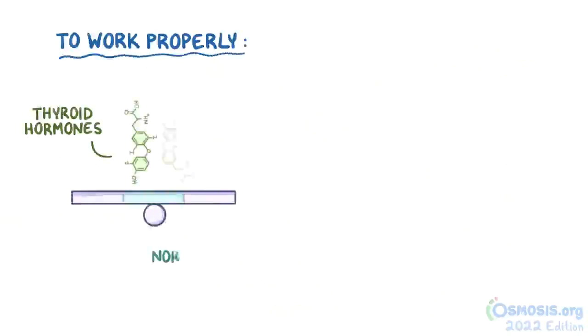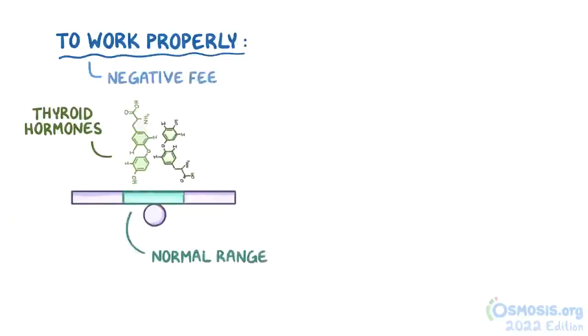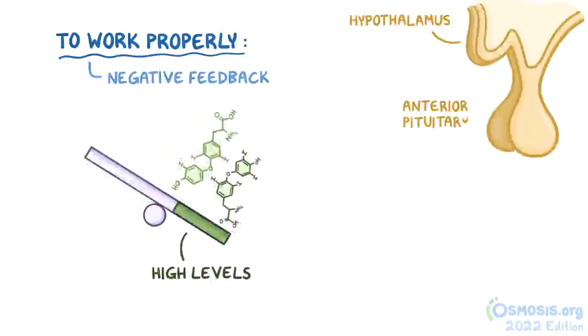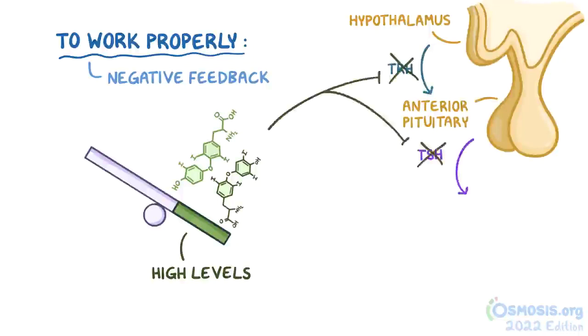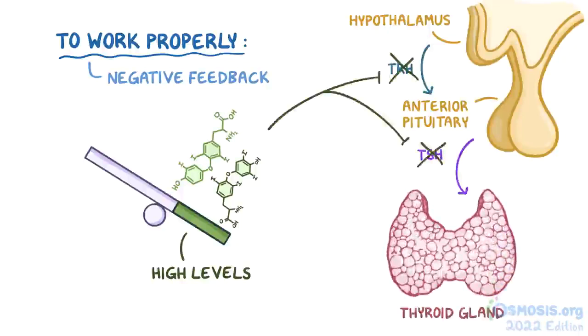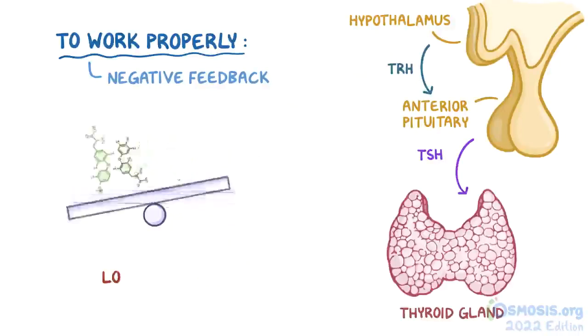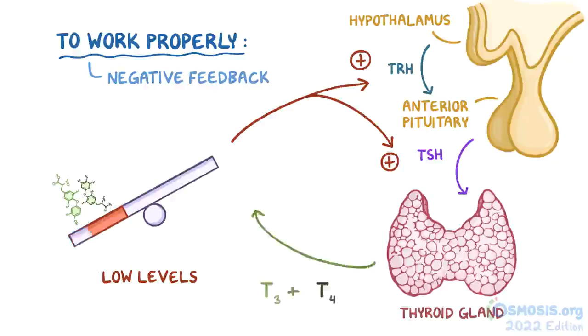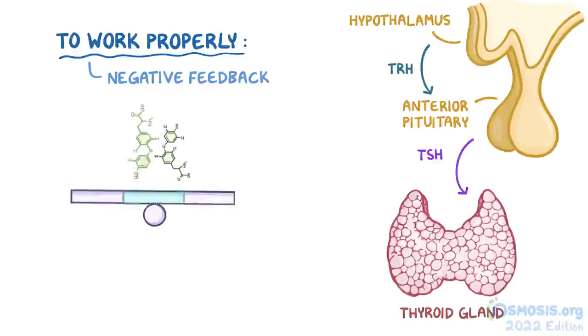For all of this to work properly, the levels of thyroid hormones have to stay within the normal range, and to do that, the body uses negative feedback. This means that high levels of thyroid hormones tell the hypothalamus and anterior pituitary gland to stop their secretion of TRH and TSH respectively. This ends up lowering thyroid hormone secretion from the thyroid gland. And when thyroid hormones are low, the hypothalamus and anterior pituitary gland increase their secretion of TRH and TSH respectively. More TRH increases TSH production in the pituitary, and the thyroid gland gets more stimulation to make the thyroid hormones. And eventually, T3 and T4 levels go back up to the normal range again.